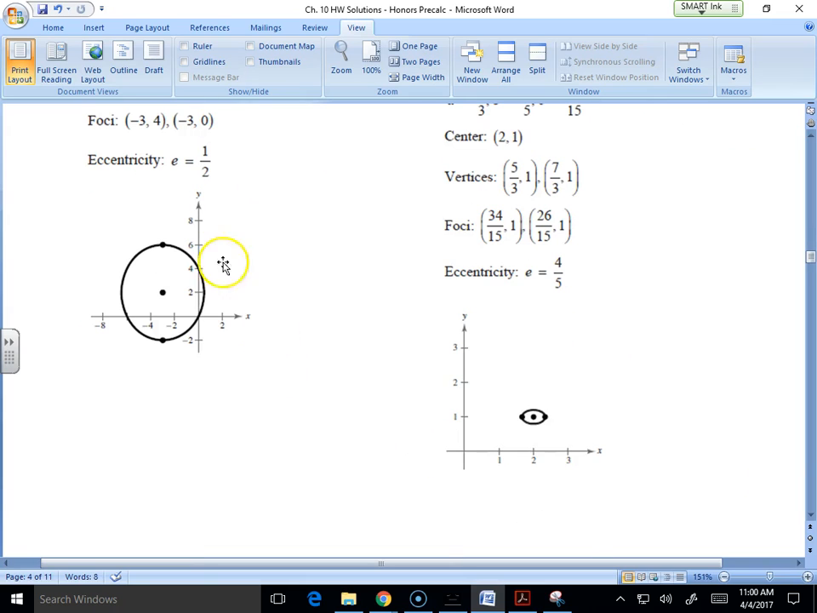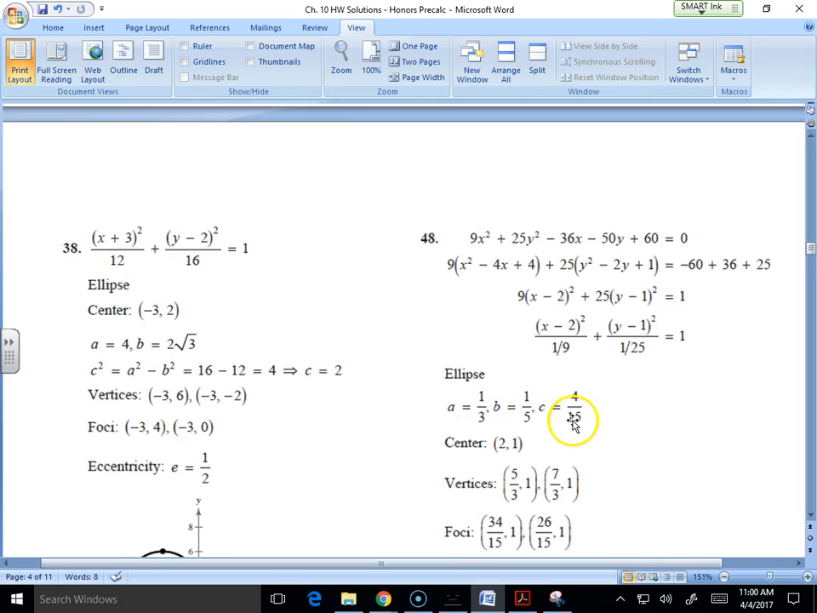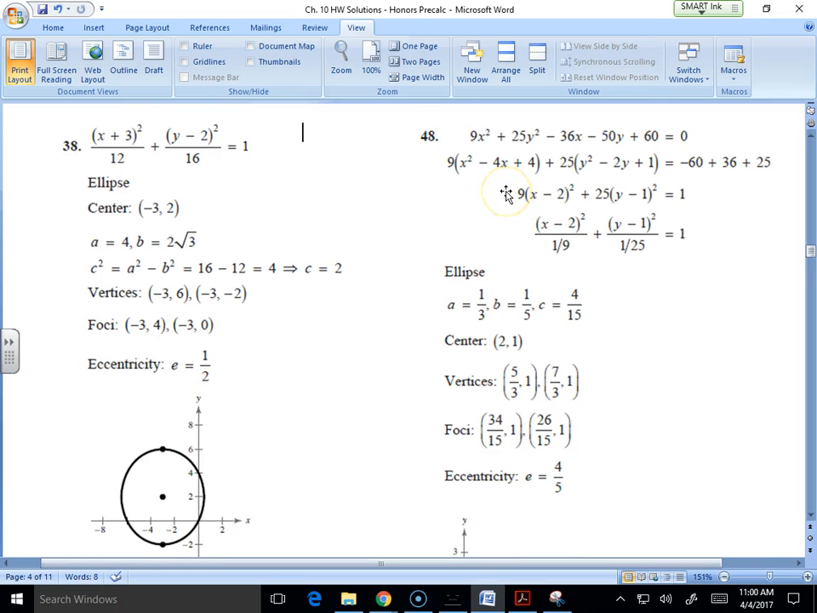I think that's the end of 38 because that's the graph. Whew, look at that little baby guy. Anyway, number 48, you had to complete the square. So they grouped the x terms, they grouped the y terms, they pulled out the coefficients that were shared in the x terms like we did yesterday.